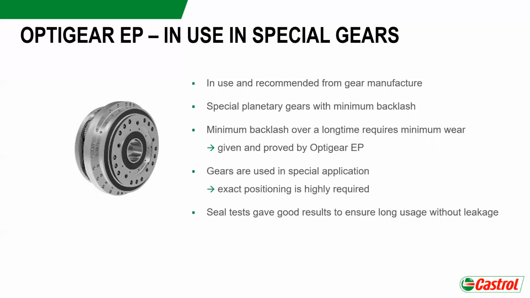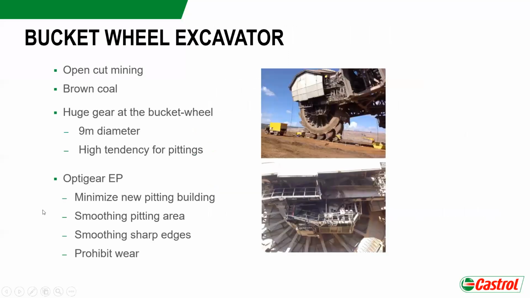Turning to a different application, in this we see an open cast mine, totally different to those smaller planetary gears, where the gear at the bucket wheel is under very high loads and had a tendency to pit. With OptiGear EP, any new pits were minimized, and the PD technology even helped to smooth existing pits caused when the previous lubricant was used. So a very different high load application.